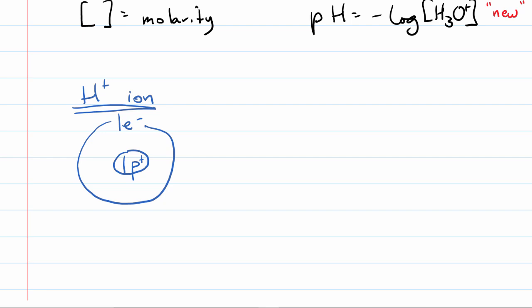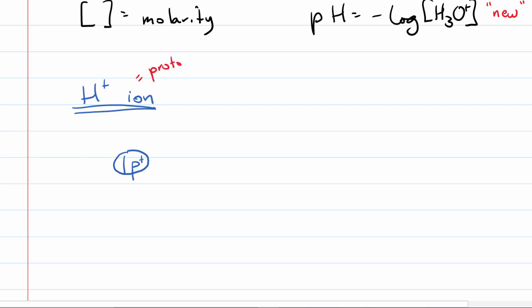Loses electrons, right. Remember that the only thing that can be gained or lost is electrons. That's because they're here on the outside. So this is going to lose an electron. If we lose an electron, what are we left with? A proton, exactly. So a hydrogen ion is really the same thing as a proton. Hydrogen ion and a proton are the same thing.